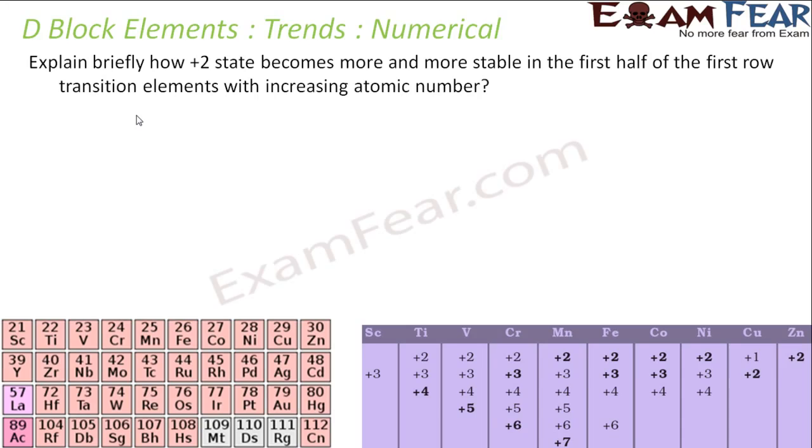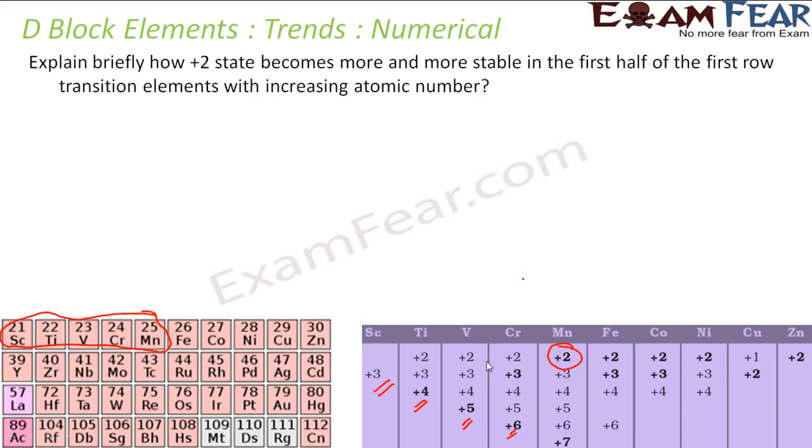So first half of the first row, that is these elements. And here we have to see what is the trend for +2 oxidation state. If you see, for scandium, it is +3, that is the most prominent oxidation state. For titanium, it's +4, vanadium is +5, chromium +6. Only for manganese, +2 oxidation state is the most observed state or most stable state.